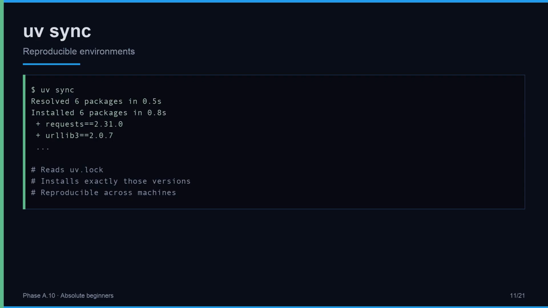It reads the log file and installs exactly the versions recorded there, not the latest, not whatever happens to be on PyPI today, but the exact versions your teammate pinned. Clone a project, run uv sync, and your .venv matches theirs byte for byte. No more "works on my machine." The log file is the contract, uv sync is how you fulfill it.